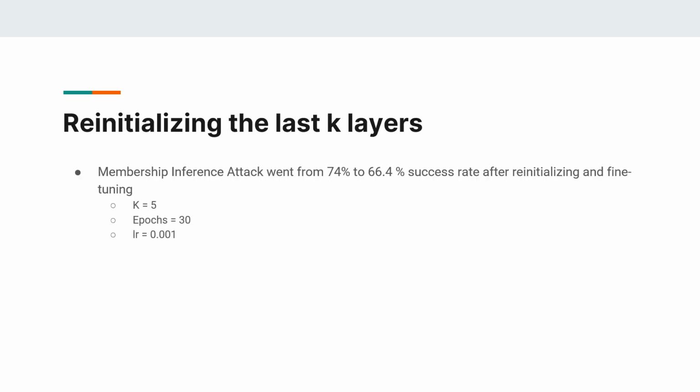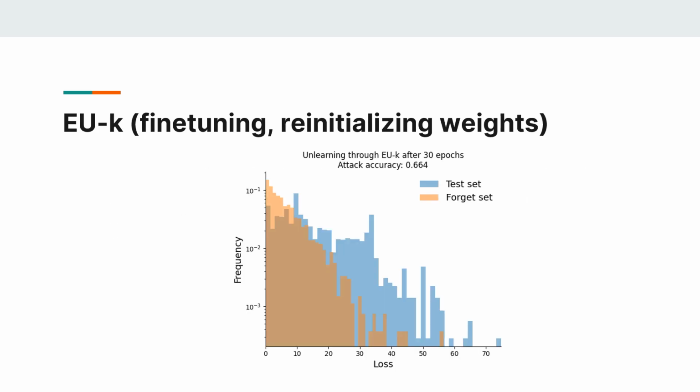Then we tried just reinitializing the last K layers and then optimizing them. And for that, the membership inference attack went from 74% success to 66.4% success. Again, K equals 5, 30 epochs, learning rate 1/1000. Here you can see the loss distribution graph. You can see the forget set is almost like the test set. It's almost there, but not as good as fully retrained.